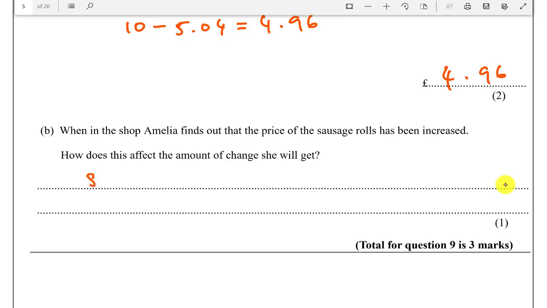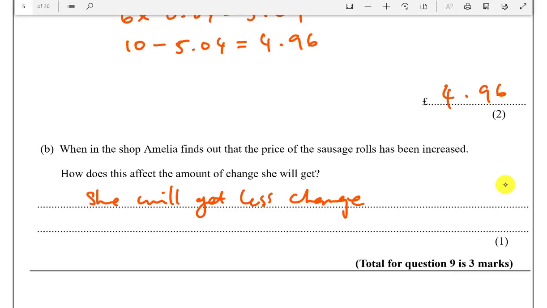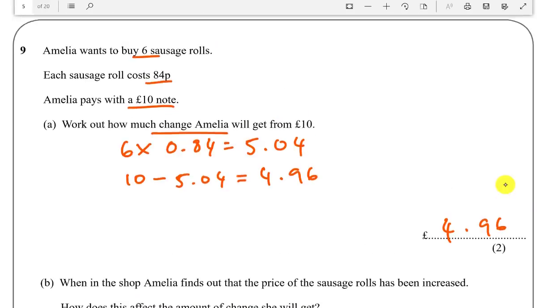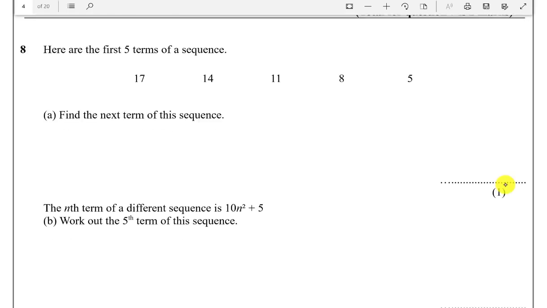So, she will get less change. And that's worth 1 mark, 1 easy mark. When you get a question like this, just think about it. If you're not sure, sometimes these types of questions could be confusing. So always stop, read it again, and think through: if she goes to the shop, the price is going up, what is going to happen? So take your time, well, not too long, and then answer this type of question.